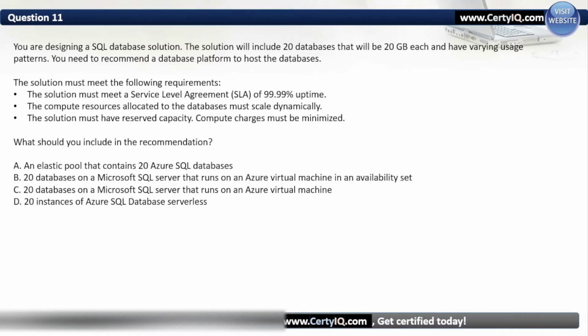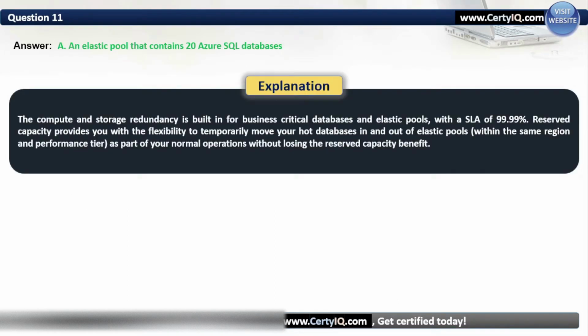The correct option is A. An elastic pool that contains 20 Azure SQL databases. The compute and storage redundancy is built in for business critical databases and elastic pools. With a SLA of 99.99%, reserved capacity provides you with the flexibility to temporarily move your hot databases in and out of elastic pools as part of your normal operations without losing the reserved capacity benefit.